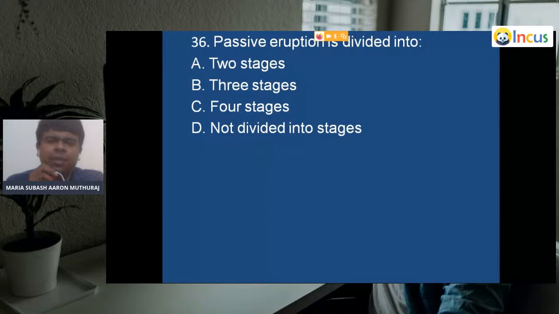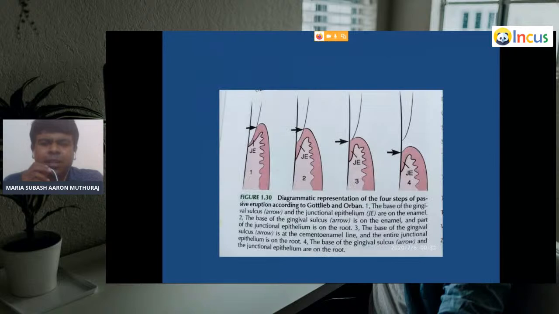Passive eruption is divided into four stages according to Gottlieb. Here the picture represents the first stage of passive eruption. The base of the gingival sulcus and the junctional epithelium are both present on the enamel. In stage 2, the base of the gingival sulcus is on the enamel, whereas part of the junctional epithelium will be present on the root.